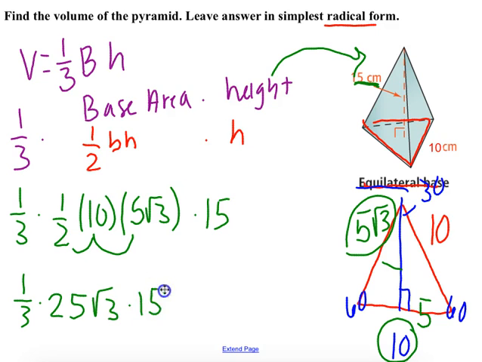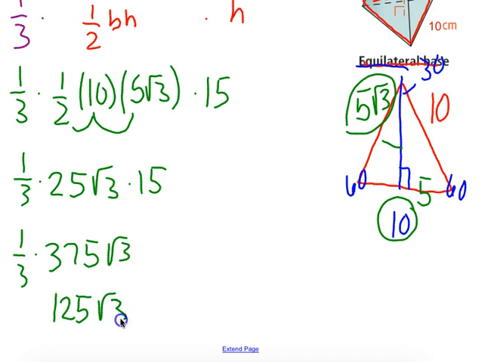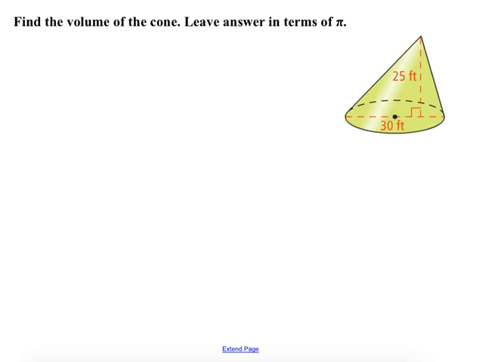Times 15. Extend the page here. Drop down that 1/3 again. Now, 25 times 15 is 375 square root 3. And lastly, just divide by 3, so we get 125 square root 3 centimeters cubed. So again, find the volume of a pyramid as just 1/3 your base area times the height.